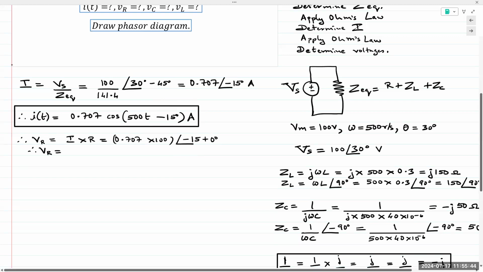So VR would be 70.7 with an angle of minus 15 volts. And VR of t, the time domain expression, would be 70.7 cos of 500t minus 15 degrees.